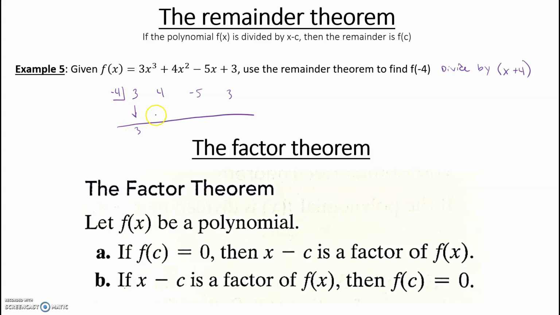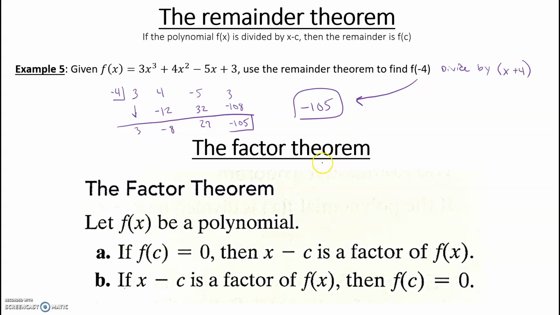So negative 4 times 3 is negative 12, and add negative 12 plus 4 is negative 8. Multiply, negative 4 times negative 8 is 32. Add, negative 32 minus 5 is 27. And multiply negative 4 times 27 is negative 108, and add, negative 105. So the remainder is actually the function value. So f of negative 4 would be negative 105. That's what your remainder theorem says. And that's f of negative 4.